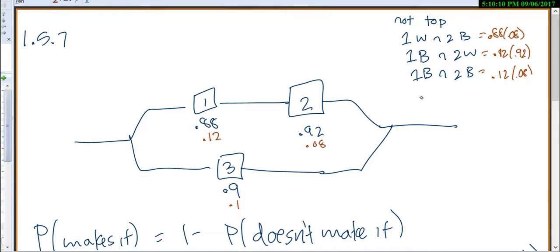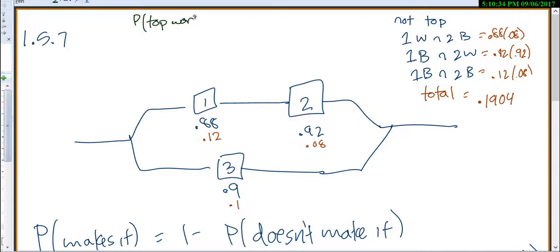Now add these all together. So our total would be 0.1904. Now, did you notice how that kind of took a long time to do? There's an easier way. If you want the probability that it doesn't go through the top, find the probability that it goes through the top.